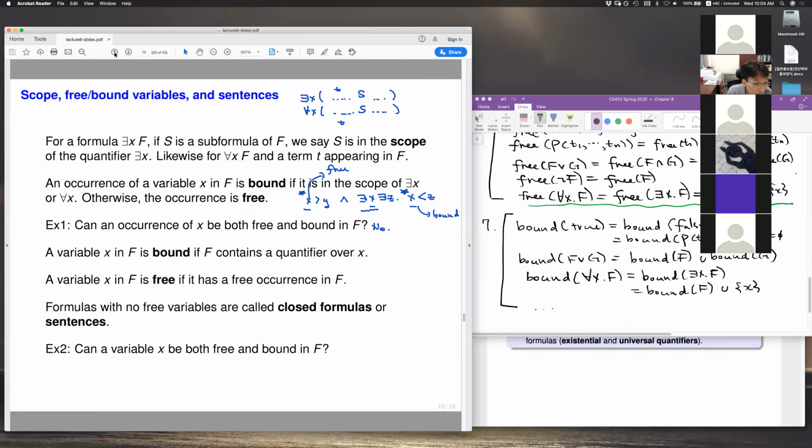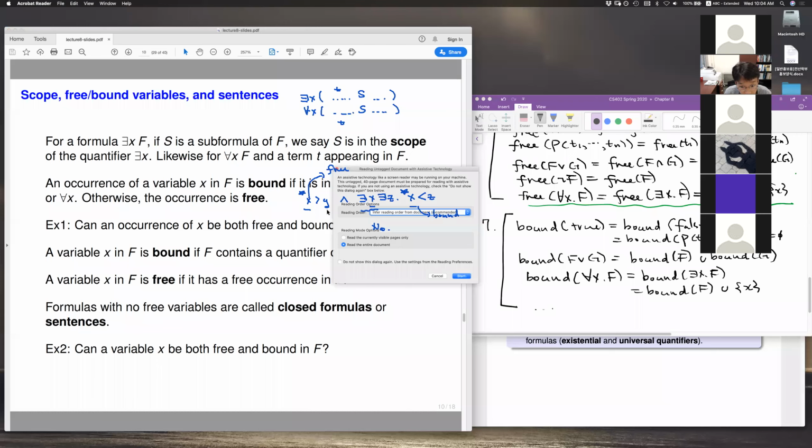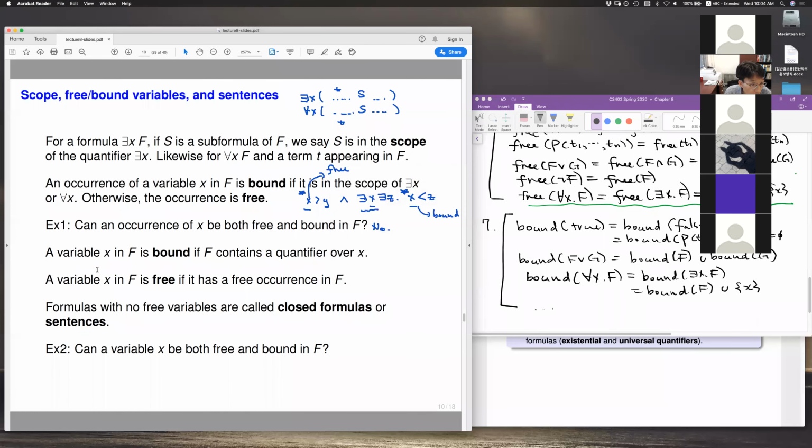Now we switch gears and talk about variables, okay? So we say that a variable X in a formula is bound if the formula contains a quantifier over X. This is a bit less related to what we are talking about on the top, but the second one is related.